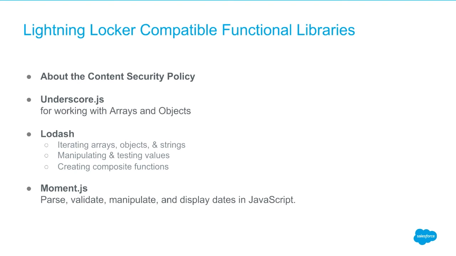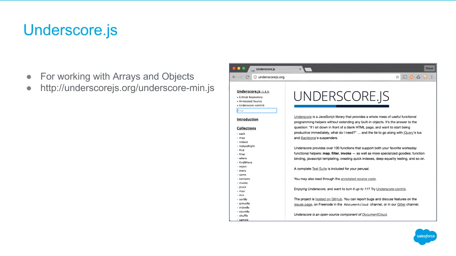A couple of other notes about using Locker-compatible functional libraries. There are a few libraries out there that are really useful. You can load them up as static resources, in particular Moment.js to do date handling and any kind of date conversion that you need. Works pretty well. Underscore.js, a hugely popular library for working with arrays and objects. Lodash, actually there's a fair amount of overlap between Underscore and Lodash. So these are all things that I generally consider to be Lightning Locker safe that can improve your productivity.